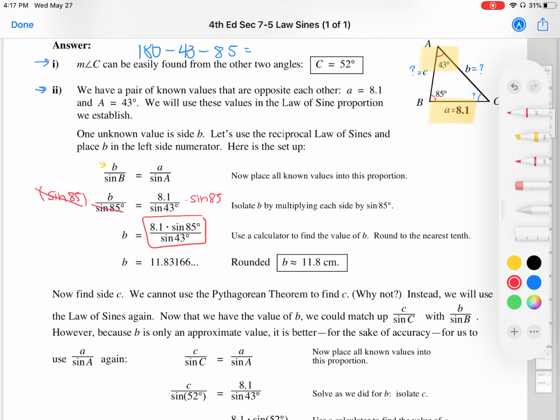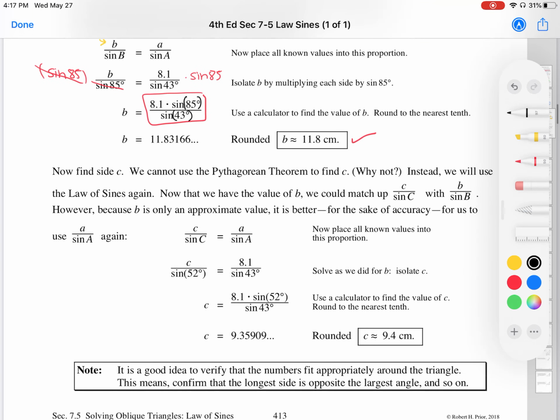8.1 times sine of 85 divided by sine of 43. You should get something that's about 11.83. We round to the nearest tenth, so our answer should be 11.8. Now, a quick note, if your calculator sets you up with the parenthesis, make sure you close it. That was a troubleshooting error that we've seen.